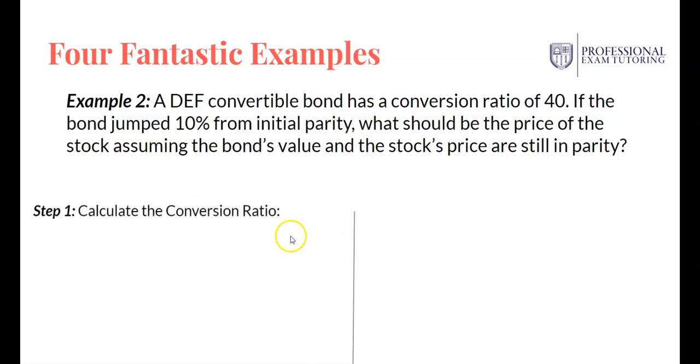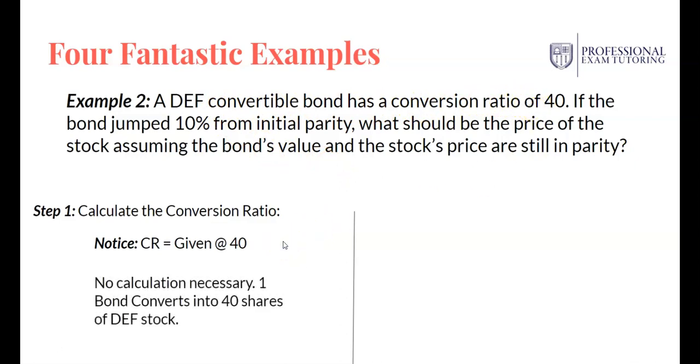Okay, as with all questions, like I said before, always make sure that you start out with calculating the conversion ratio. In this case, the very first part of the sentence is already telling us the conversion ratio. It's already given, so no calculation is necessary. We know that one bond converts into 40 shares of stock.